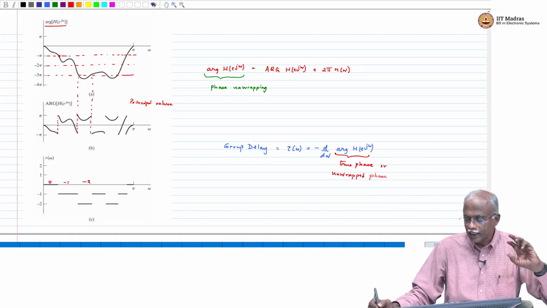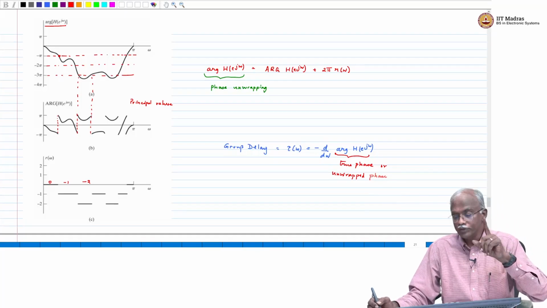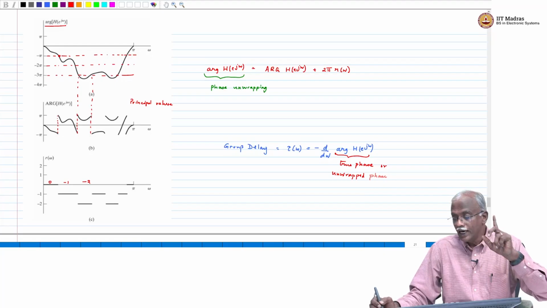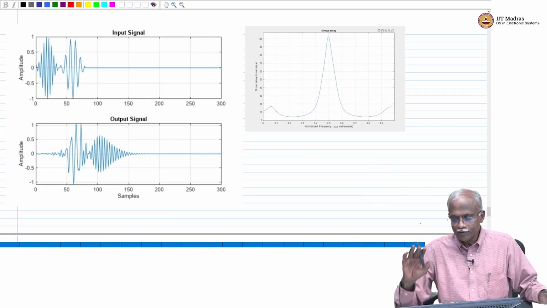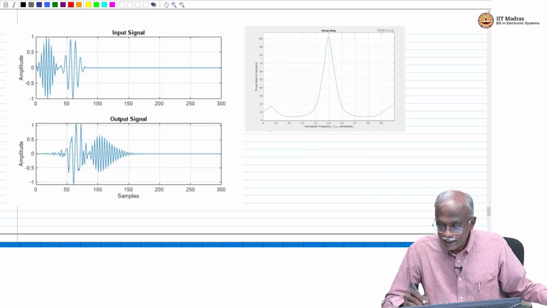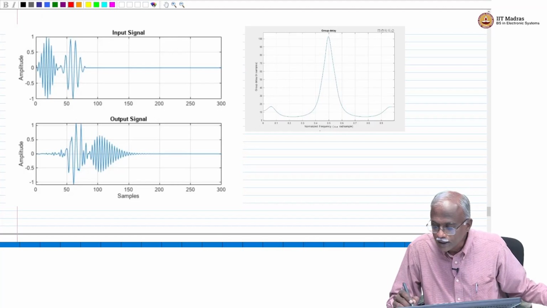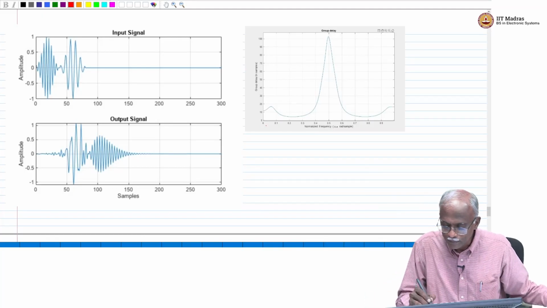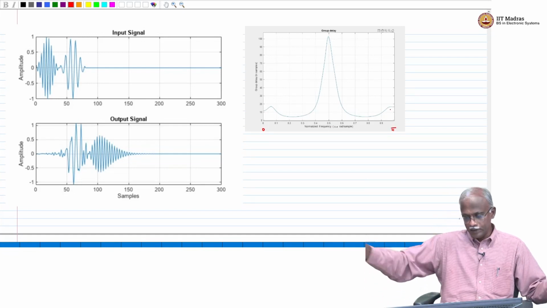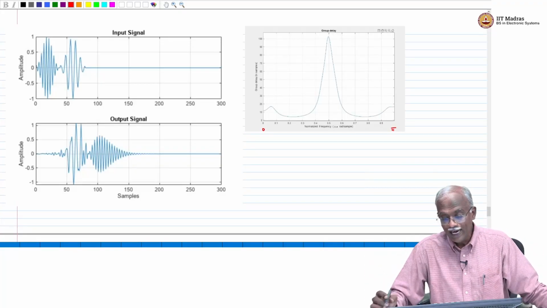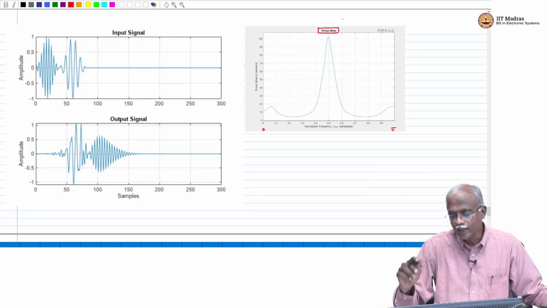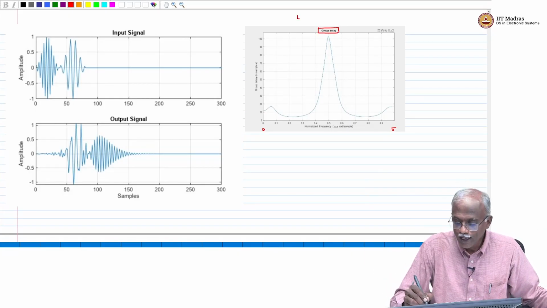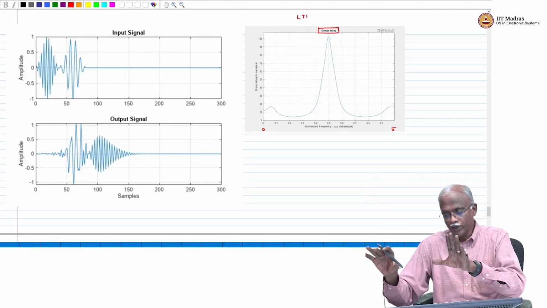Let me show you the significance of the phase response in an LTI system. Look at the figure on the right hand side. It is a response from 0 to pi. The x-axis goes from 0 to pi, and this is a group delay figure. Somebody has already computed the group delay of an LTI system. So we have an LTI system which has the following group delay.